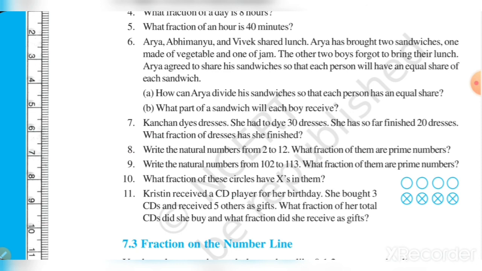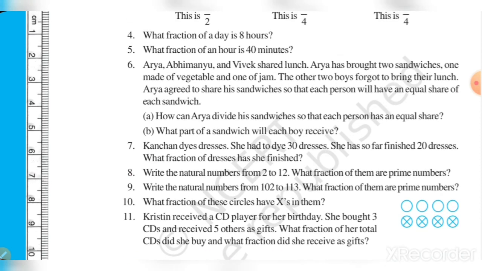Question 11. Christine received a CD player for her birthday. She bought 3 CDs and received 5 others as gift. What fraction of her total CDs did she buy and what fraction did she receive as gift? This I want you to try. Very easy. Total CDs are 8.